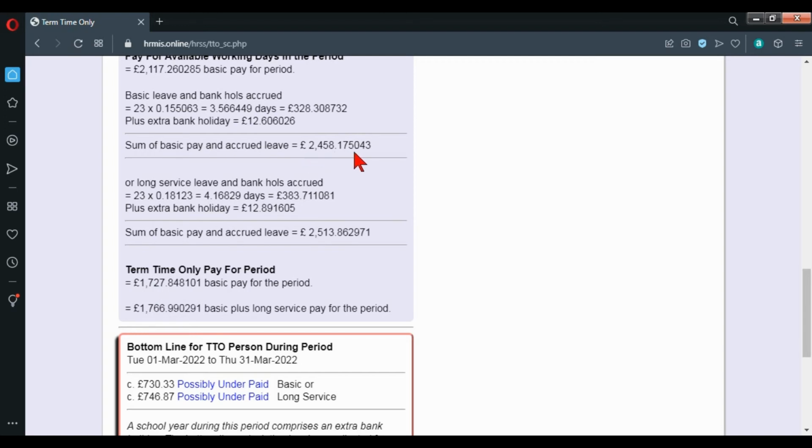But we already know that on a £24,000 per annum contract, the pay would have been £2,000 per month even before we add in annual leave accrued. So there is an obvious underpayment clear to the naked eye, as sure as eggs is eggs. The term time only person has had their salary reduced to take account of school holidays. However, they have not had a single day of holiday in the month they were employed for.